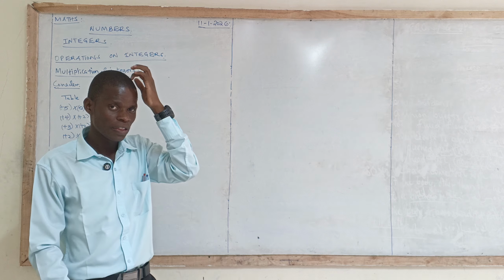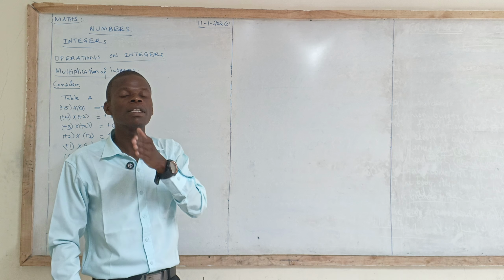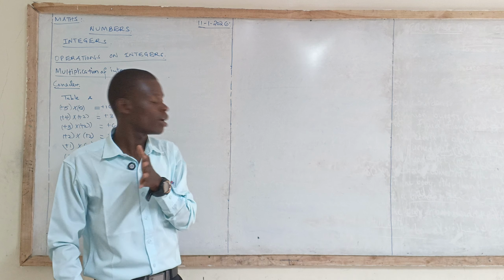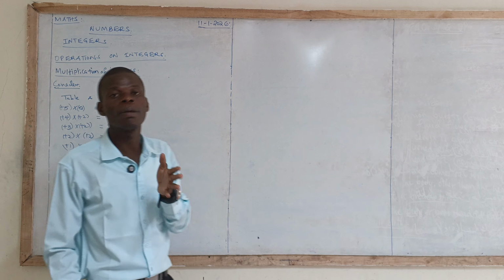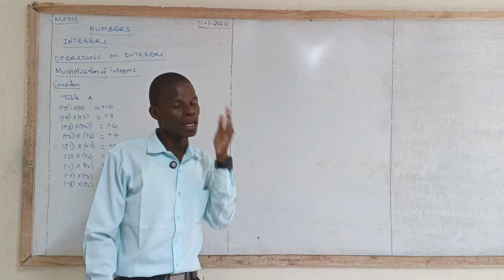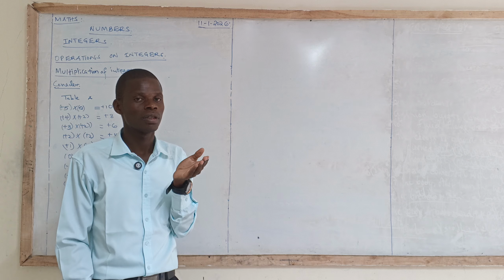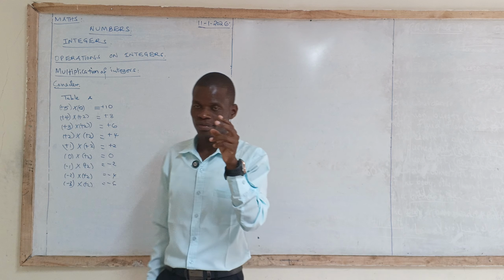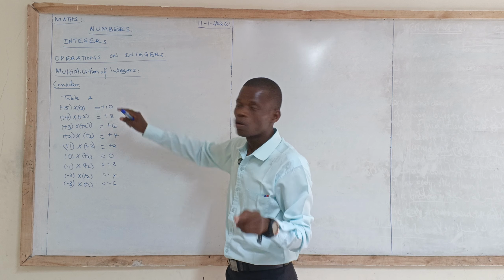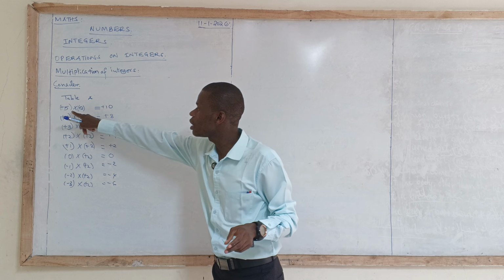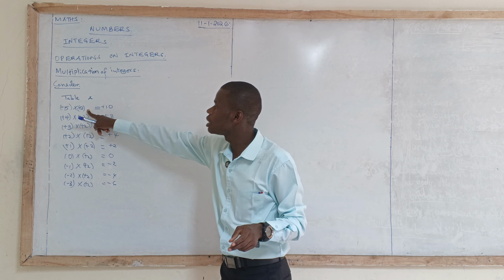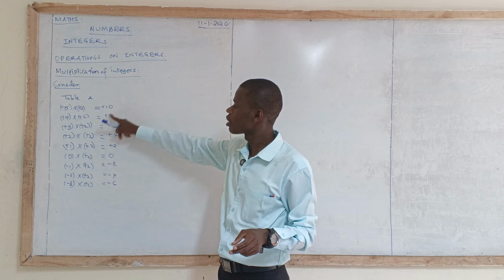So already we know that a negative integer multiplied by a positive integer gives a negative integer. Can I repeat that? Yes. Number one, two things to note. A positive integer multiplied by a positive integer gives us a positive integer.